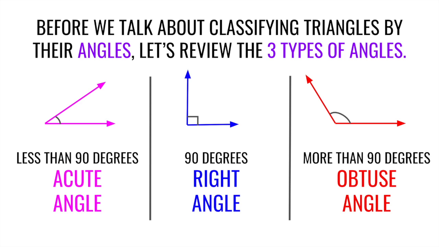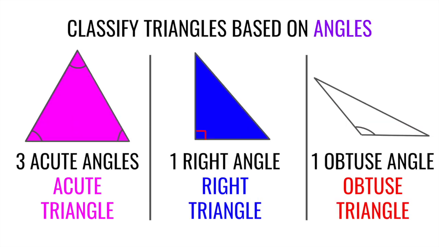If you have a right angle, that is exactly 90 degrees, and it is marked where the 2 rays meet with a square. That would be a right angle. If it is open, if it is more than 90 degrees, we call that an obtuse angle. An obtuse angle is more than 90, but less than 180. So now that we reviewed the 3 types of angles, it will help us classify triangles based on their angles.